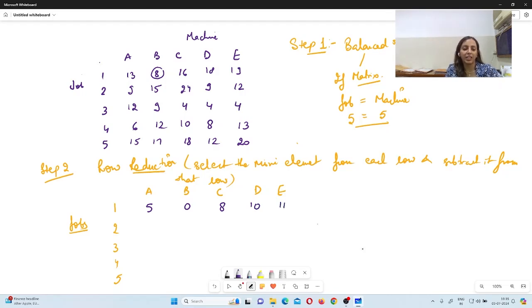Right? Now from the second job, select the minimum element from 9, 15, 24, again 9 and 12. So 9 is the minimum. So subtract it. The first one will be 0, as 9 minus 9 is 0.